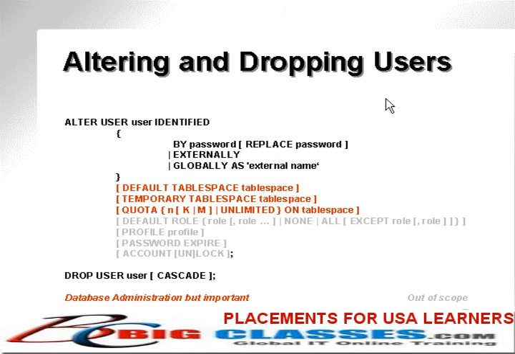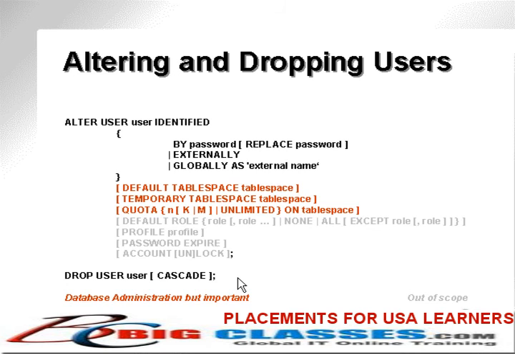Altering and dropping users. The drop user command is very simple. Simply execute drop user, username, with the option of cascade. Be very careful using the cascade option. When executing drop user username, if the user contains any objects such as tables, you will get an error. Applying the cascade option will delete the user, including any objects contained therein.